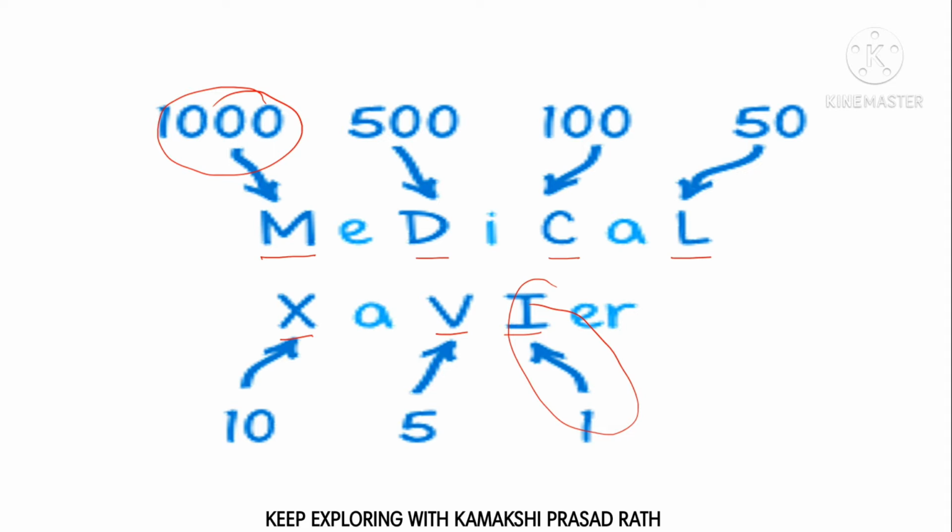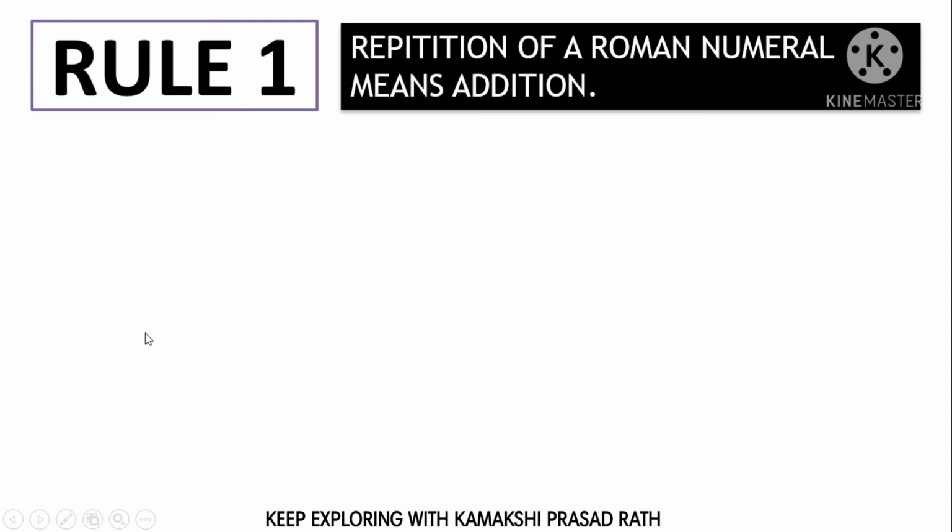So let's see more about Roman numerals. Now, to write any Roman numeral we have so many rules. We have to follow some conditions to write any Roman numeral. So let's see what the rules are. Rule number 1 says that repetition of a Roman numeral means addition.